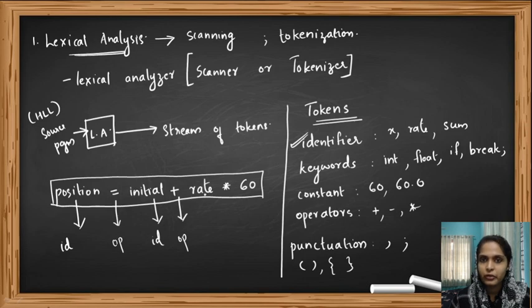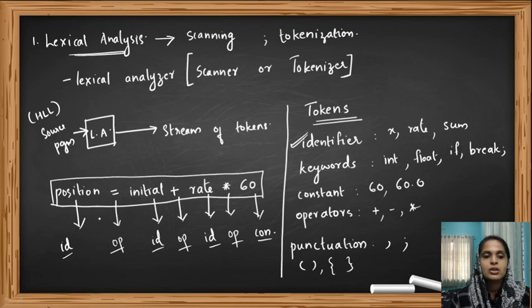Then comes the term rate. Rate is an identifier. Why? Because rate is a variable name. So it's considered as an identifier. Next is the sign star. Star means multiplication operator, so it is an operator. And finally, the number 60. 60 is an integer, so it's considered as constant. So here we can count 1, 2, 3, 4, 5, 6 and 7. The input statement is converted to 7 tokens. So this is the task of a lexical analyzer.